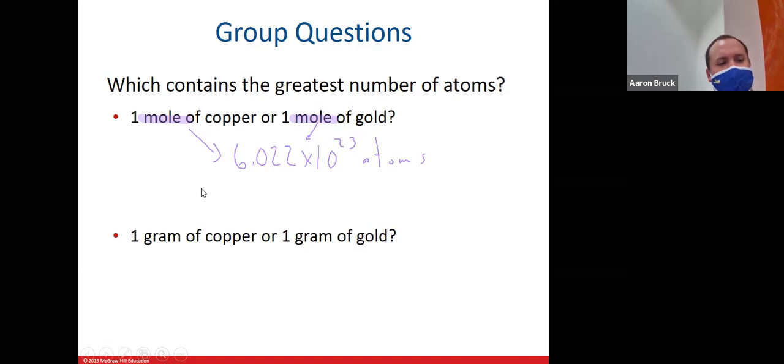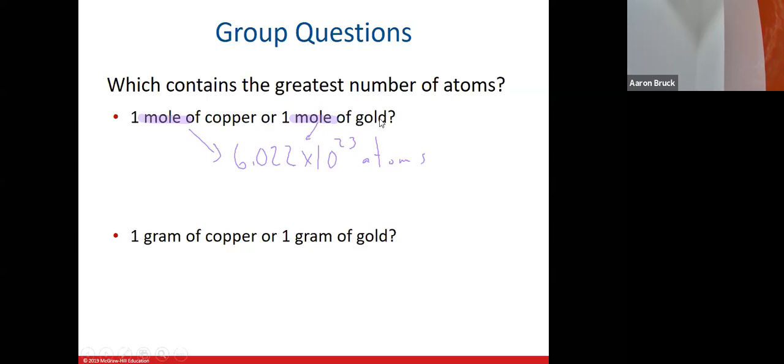Now, what about this question? Which would have a greater number of atoms, a gram of copper or a gram of gold? Now it's not the same. Moles are standardized. Grams are not. To answer this question, I need to figure out how many moles of each of these substances there are. And the way to do that is with dimensional analysis again.